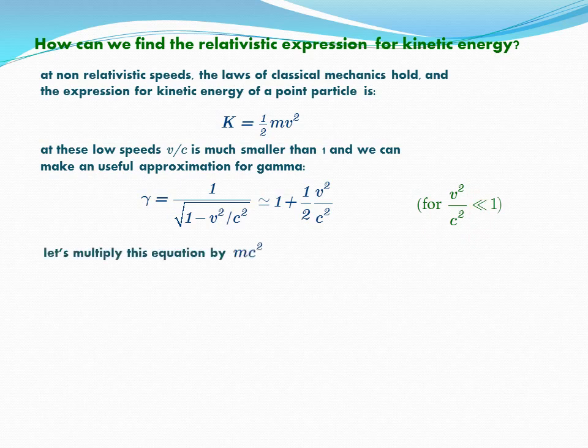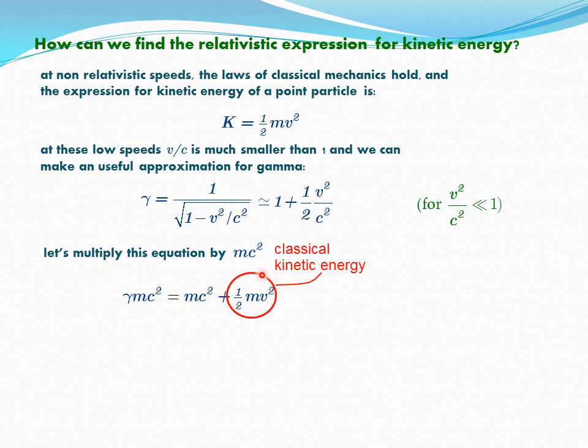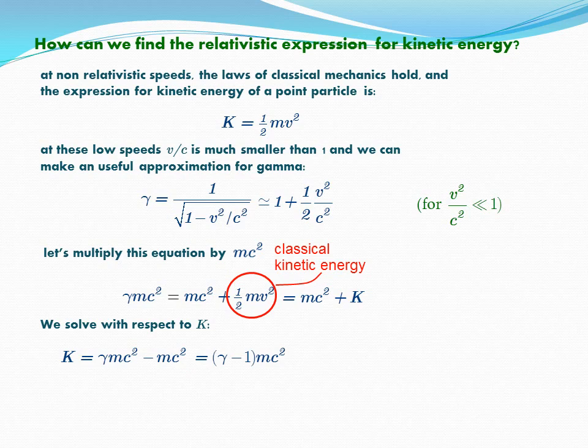Now let's multiply both sides of this equation by mc squared so that we get gamma mc squared on the left-hand side. Here 1 becomes mc squared, and 1/2 v squared over c squared times mc squared becomes 1/2 mv squared. As we know, we've got the classical kinetic energy expression on the right-hand side. Therefore, this is equal to mc squared plus the kinetic energy. And if we solve with respect to the kinetic energy, we have K equals gamma mc squared minus mc squared, or gamma minus 1 in brackets times mc squared.